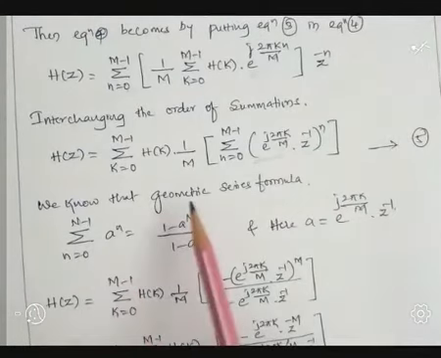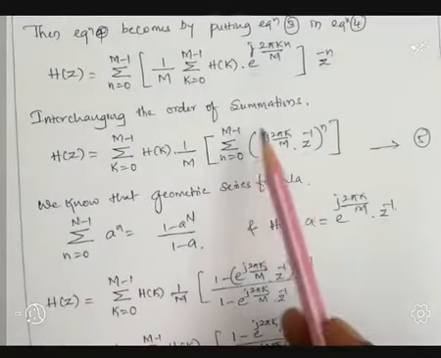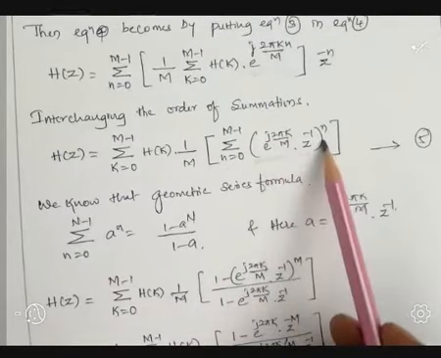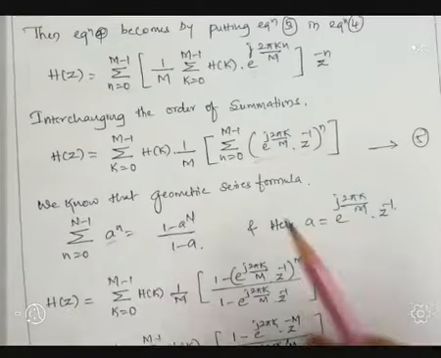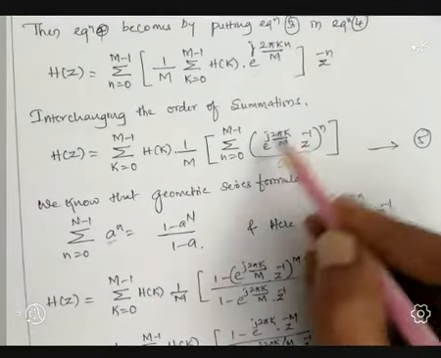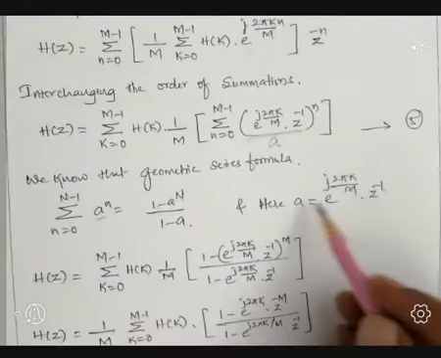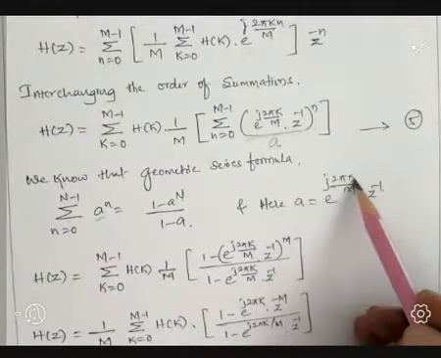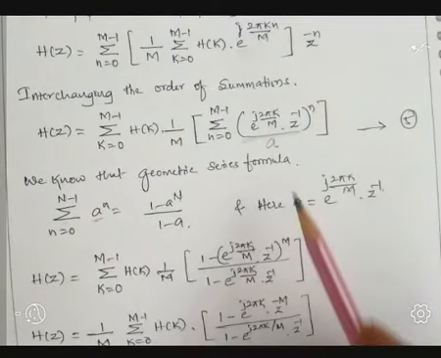Here the summation limits are 0 to N minus 1 in both, and the term present inside the bracket acts like a. I am going to represent it as a. Hence a equals what? a equals e to the power j 2 pi by M k multiplied by z to the power minus 1. So using this formula, what do we get?